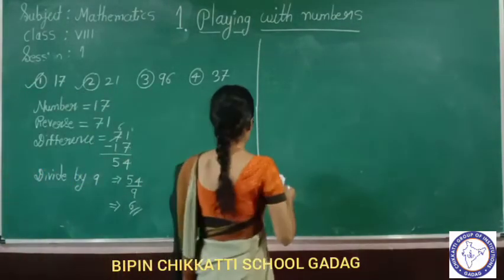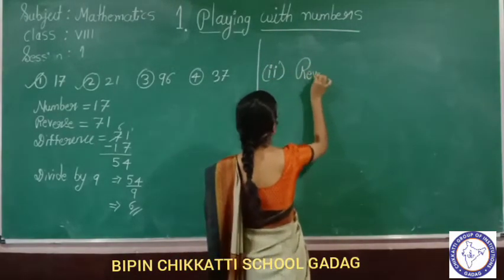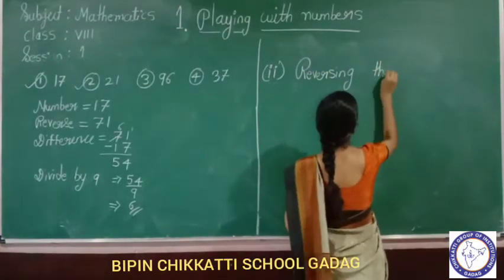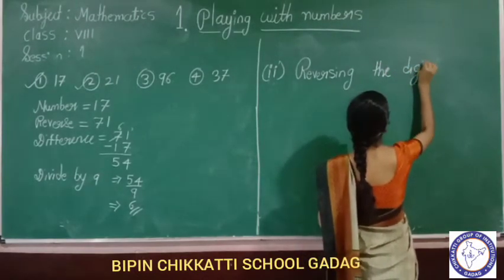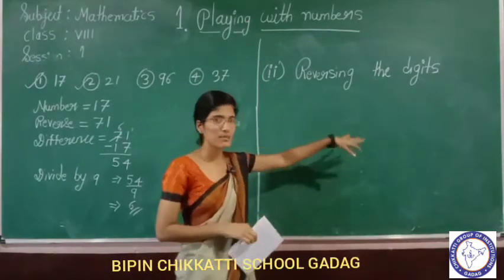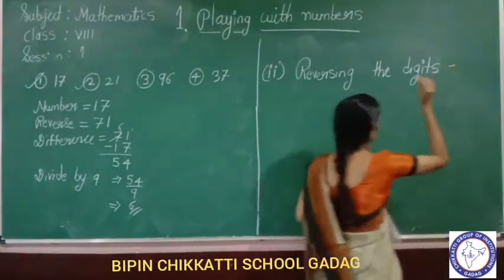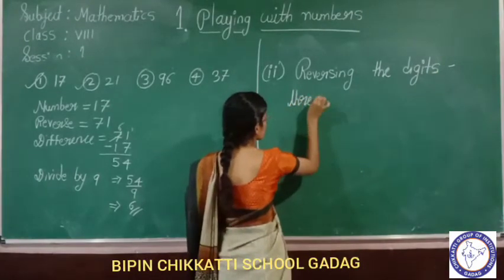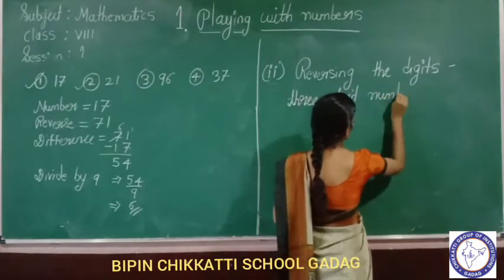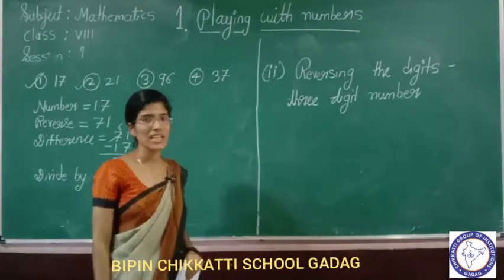I knew that. Now see, students, write down the next one: Reversing the digits. Don't ask me, ma'am, why have you written reversing the digits again? Because I am doing a 3-digit number reverse. Now students, we'll go for 3-digit numbers.